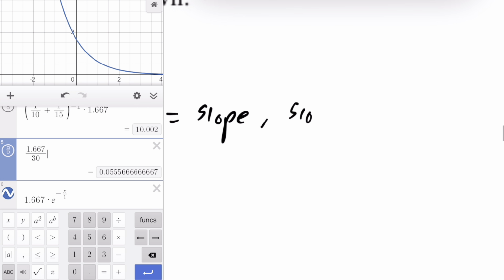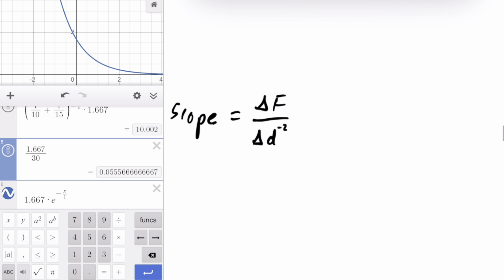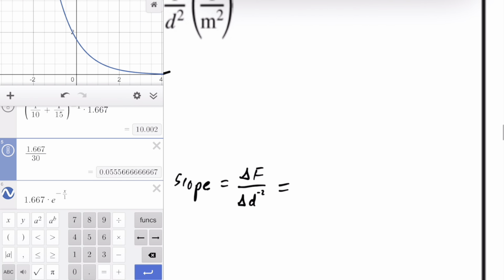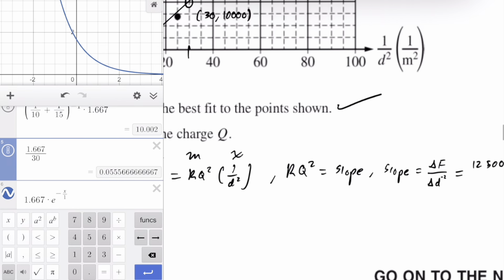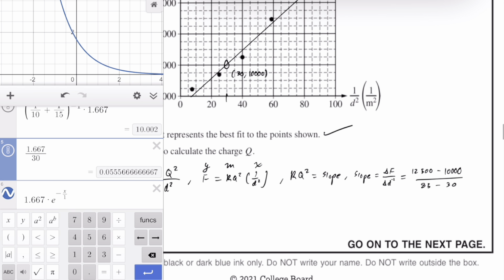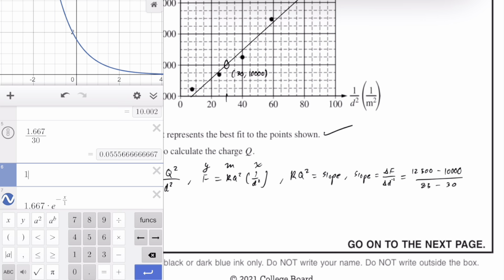Now slope has to equal the change in force over the change in d to the negative 2, which is just 1 over d squared. So what was our slope as well? What is our slope? Rise, the change in y between these 2 points over the change in x. And we said 85 minus 30. There we go. So let's do that in Desmos.